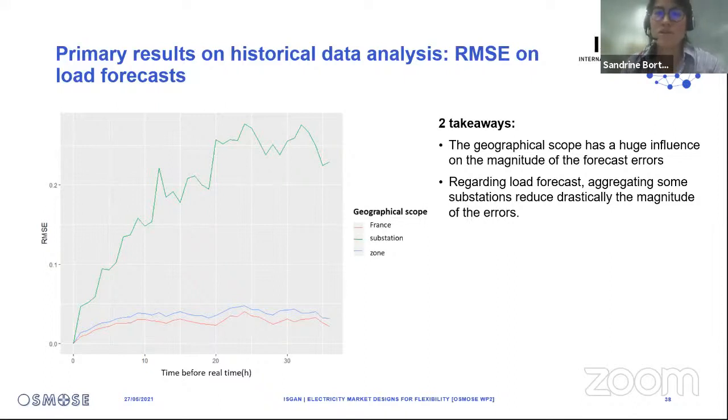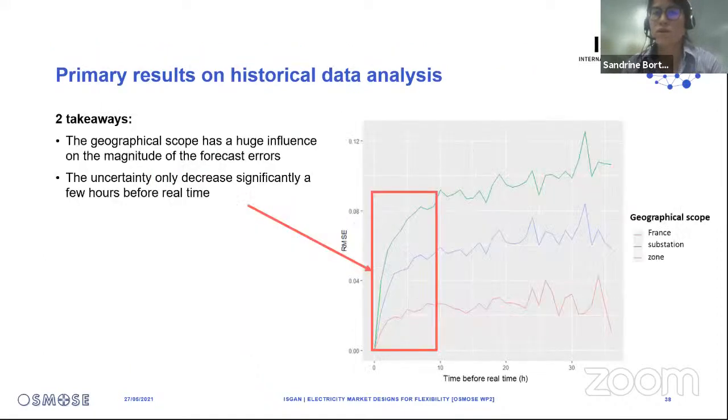It means that by netting and averaging your errors, even with a small number of substations, like 30, because a zone is almost 30 substations, you can reduce the magnitude of your load forecast errors. So we did this for the load, but we also did this for renewables. And here we have almost the same findings. That is to say, the closer you are to the real time, the smaller is your forecast error. If you are at the substation level, you have a bigger error than at the national level.